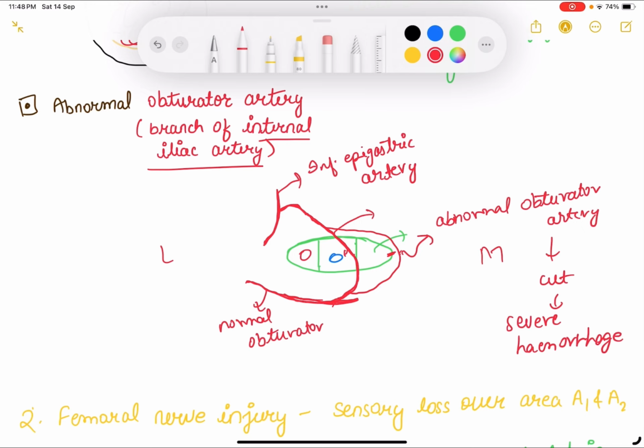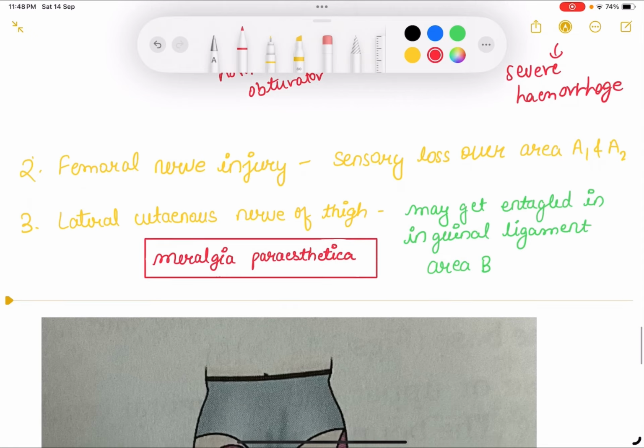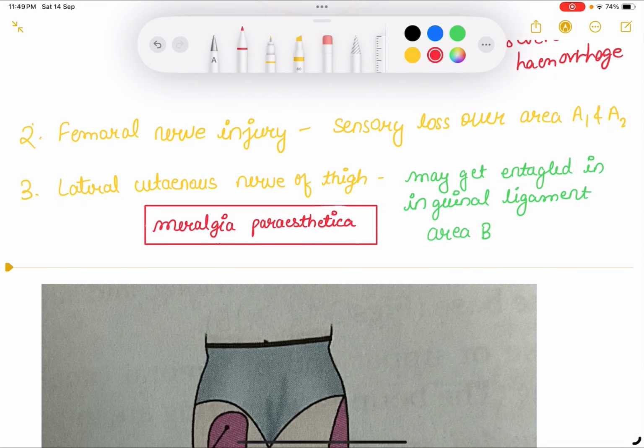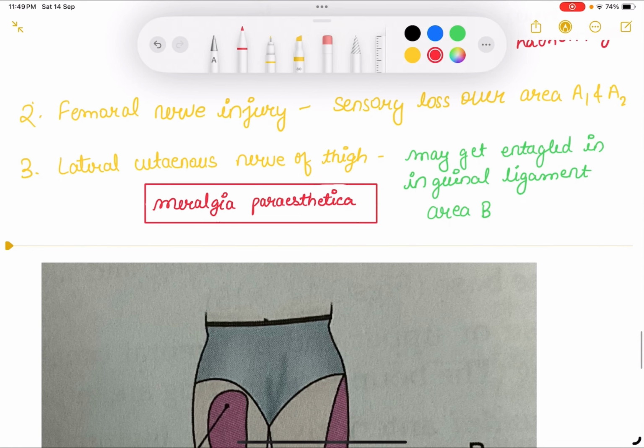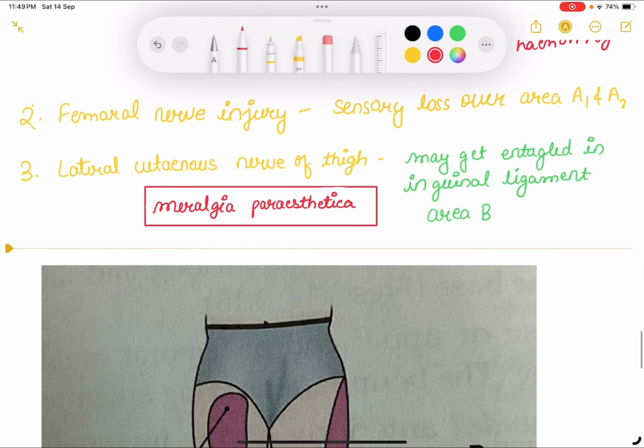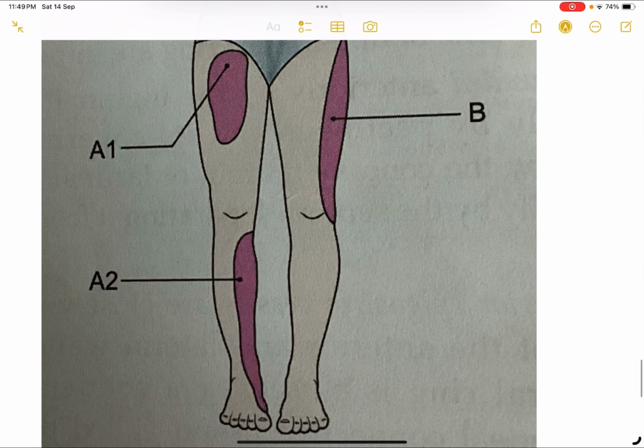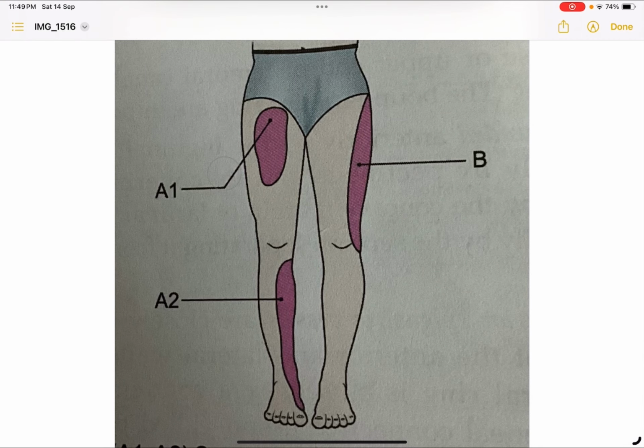Hemorrhage is internal bleeding. Now, another clinical importance is when femoral nerve gets injured. So you will see sensory loss over these two areas, that is front of the thigh and front of leg along with the medial border, which is extending up to the ball of the first toe. Okay.